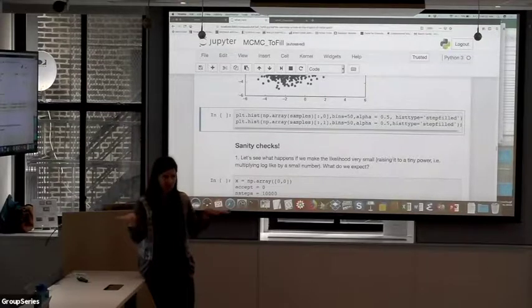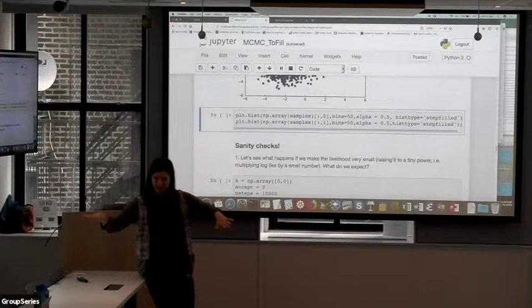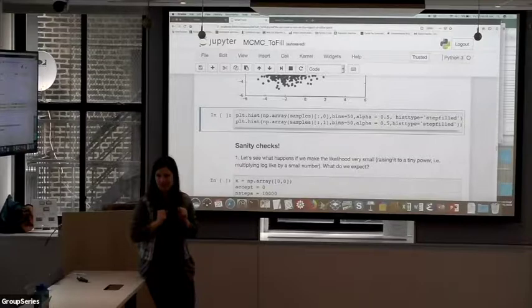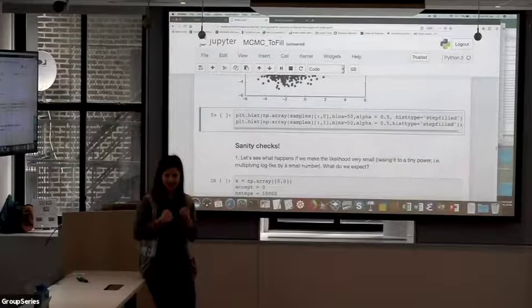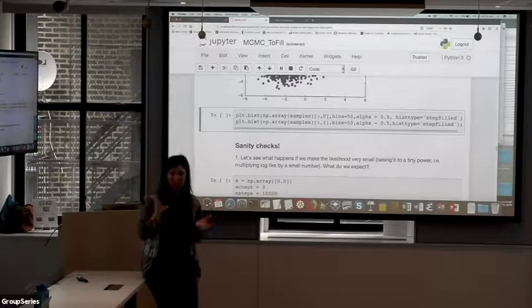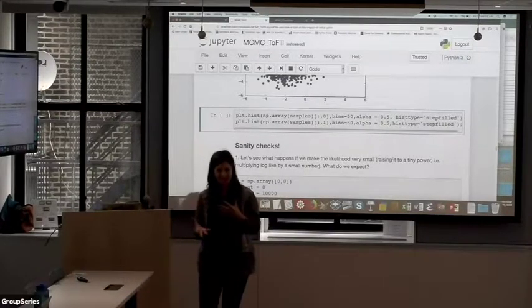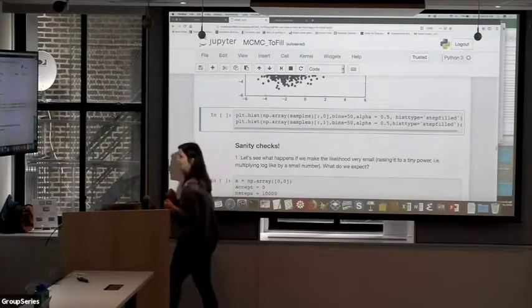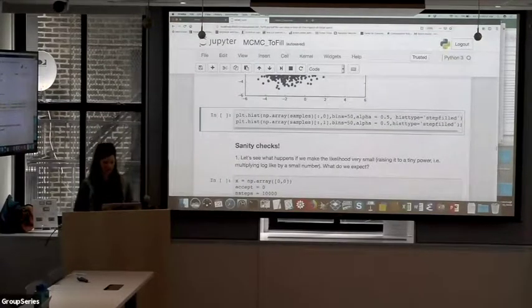If my likelihood is tiny, which piece will dominate? The posterior. What's the other piece? The priors. And so this is a good sanity check. If you make your likelihood tiny, you should find the shape of the priors. It's easy to do, but in case something is going wrong, this is something that is easy to do.